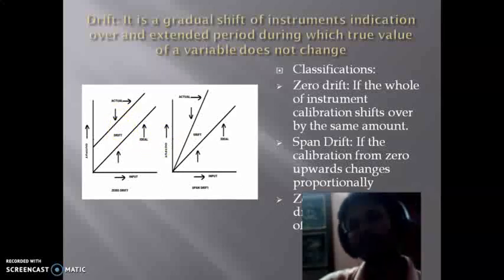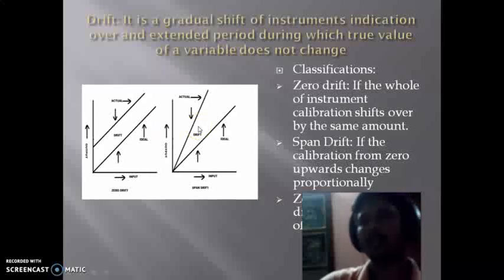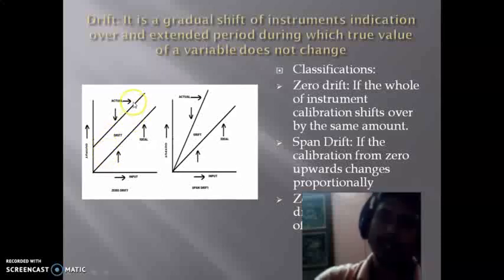So drift may be of three types. One is zero drift, one is span drift, and the third one is zonal drift. This kind of arrangement is called zero drift, because the drift in any section is the same throughout the measurements. Here, if the drift is, say, the value 2, similarly in the upper portion of the output the value will be 2, and 2 minus 2 is equal to 0, meaning the overall drift is 0.